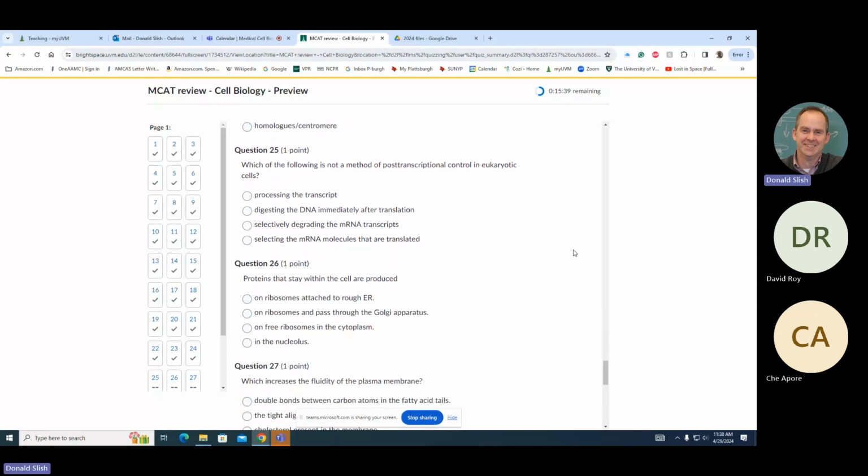Which of the following is not a method of post-transcriptional control of eukaryotic cells? We didn't talk about this. Processing the transcript, post-transcriptional, so that's true. Digestion of the DNA immediately, what? Selective degrading of mRNA transcripts, that happens. Selecting mRNA molecules that are translated. That must be true because this is definitely not.